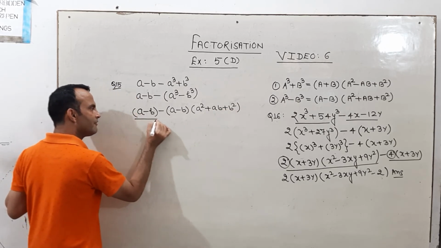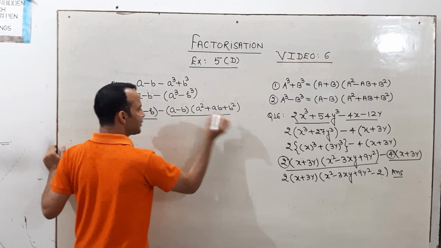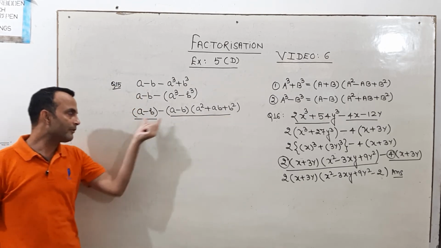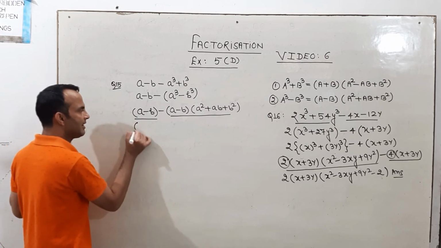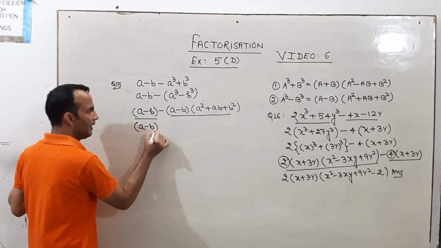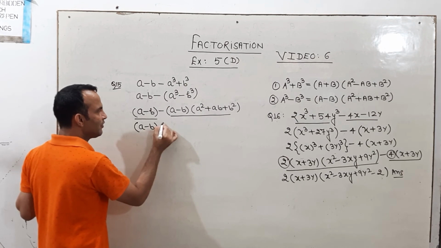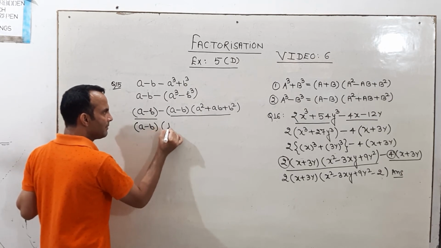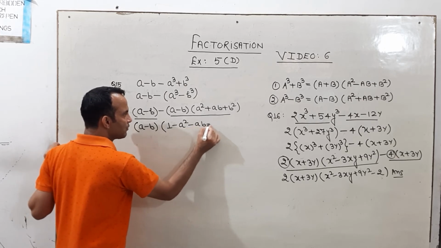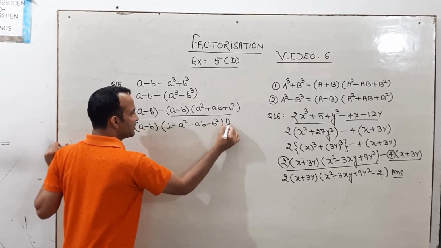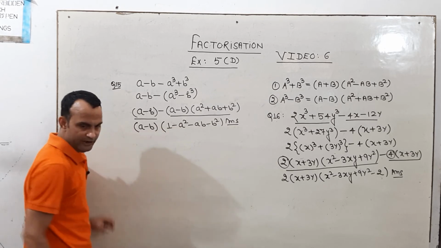Now if this is the first section and this is the second section, see what is common between both of these sections. A minus b is common. So taking common a minus b now, when we take common a minus b, we obtain 1 minus a square minus ab minus b square. This is the required answer of problem number 15.